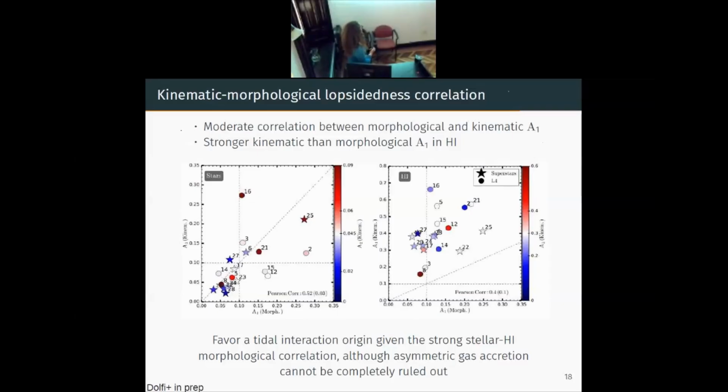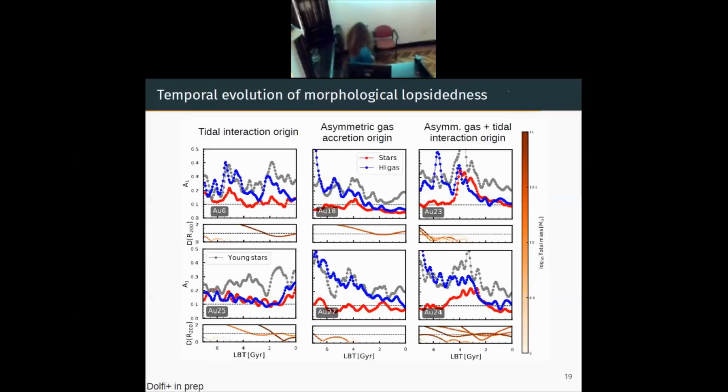And we see, for example, that galaxies that tend to have the highest values of kinematic and morphological lopsidedness are also generally lopsided in the stellar component. This suggests more of a tidally induced origin, while other galaxies which tend to show lopsidedness only in the gas kinematics and only weakly in the morphology suggest more like gas accretion in those lopsidedness.